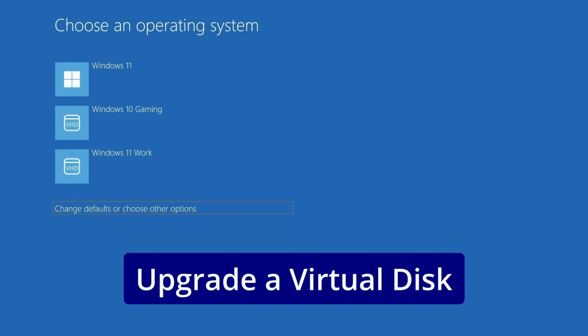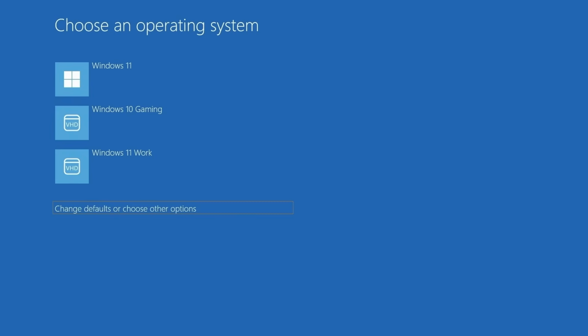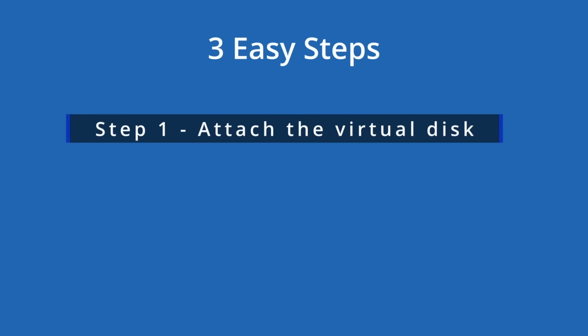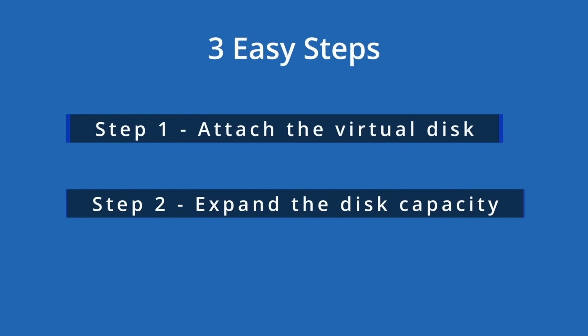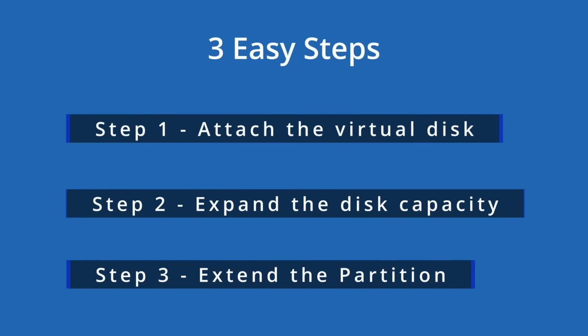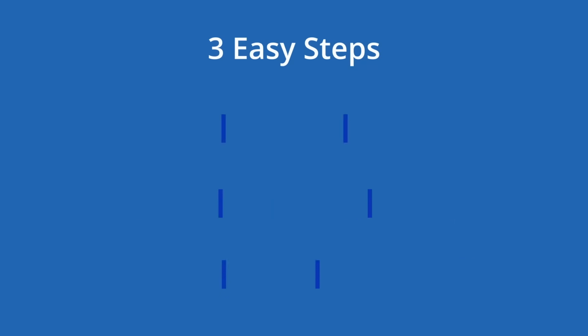Now we'll take a look at how to increase the size of an existing virtual disk. If you follow my advice and start with a small disk size, the time may come where you fill up the disk and need to upgrade to a bigger disk. You can do this easily without losing any data or having to reinstall the operating system. There's 3 easy steps to upgrade the size of a virtual disk. Step 1 is to attach the virtual disk. Step 2 is to expand the capacity of that virtual disk. And step 3 is to extend the partition to use the extra disk space.